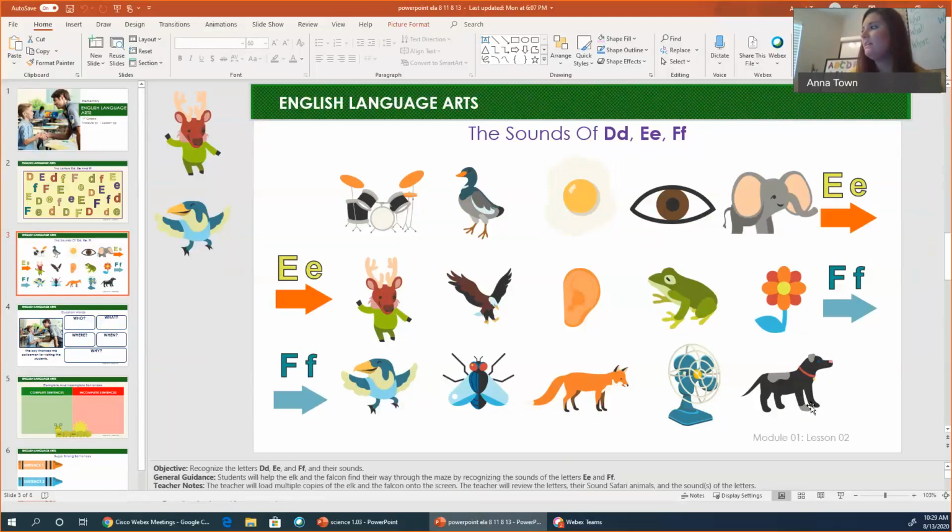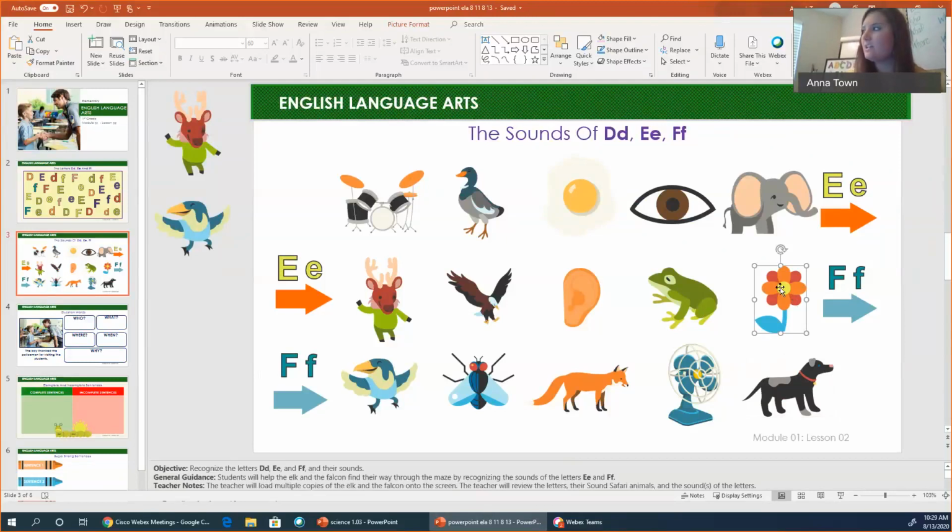Okay, I'm going to go down here. What is this? This is a dog. What sound do you hear? D, F, D, D, D. Dog. Good job.